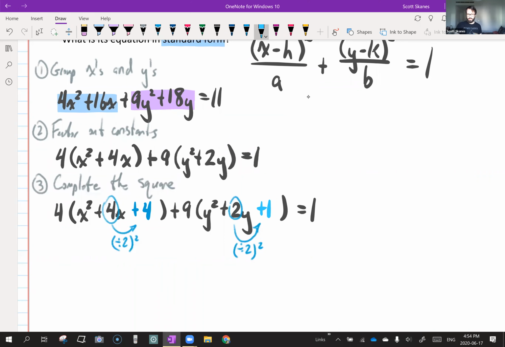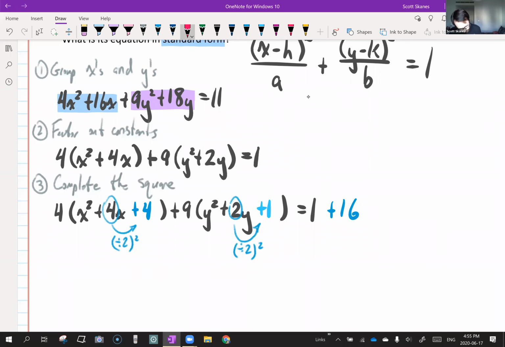We need to have both sides the same number so it can be equal. So we can't get this for free. We can't just add numbers to the left side and change it. We need to do the same thing to the right side. So the way that this works is we need to take 4 times 4. We've actually added 16, right? We added this extra 4, but it's inside a bracket with a 4, so we actually added 16.